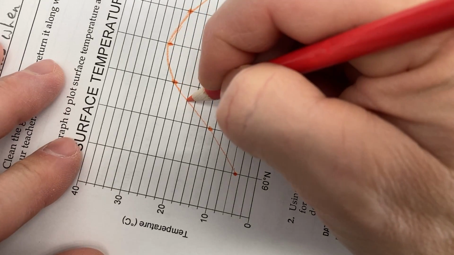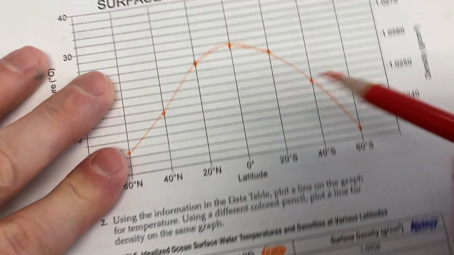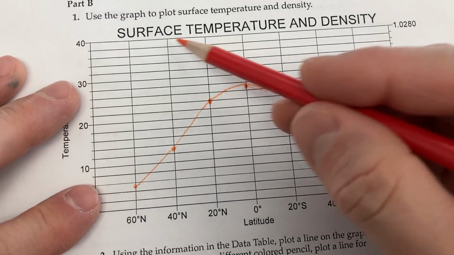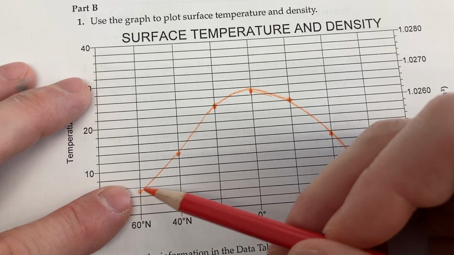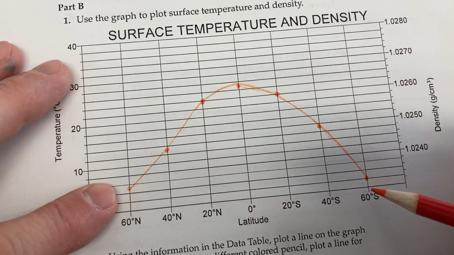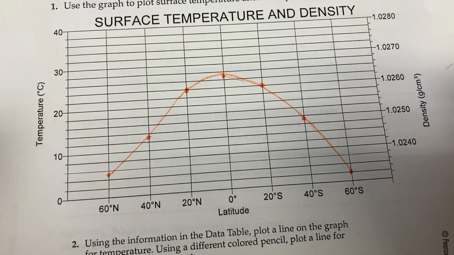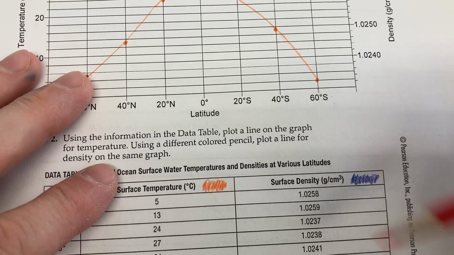There's temperatures as they relate to distance north and south of the equator. So at the equator, it's hotter, right? The water's hotter, okay, the surface water. And furthest north, it's coldest at the top surface. Furthest south, it's coldest at the surface. So this is not a surprising trend at all. Like any of us could have guessed that, right? Now let's get on to graphing surface density.